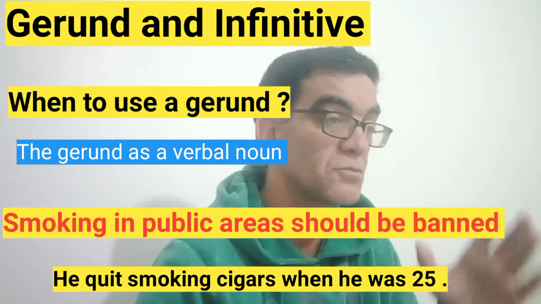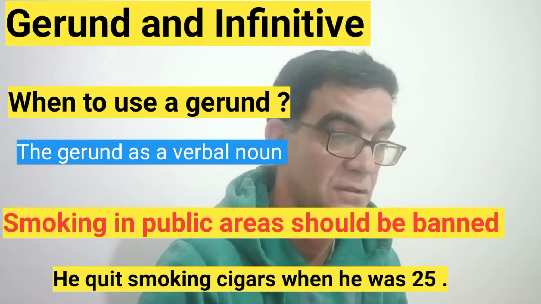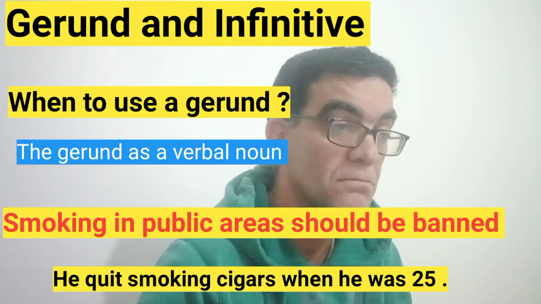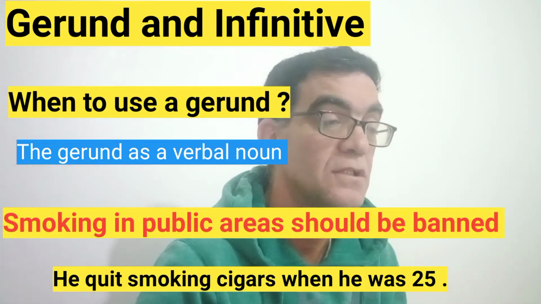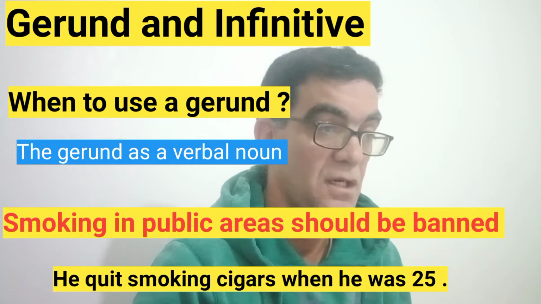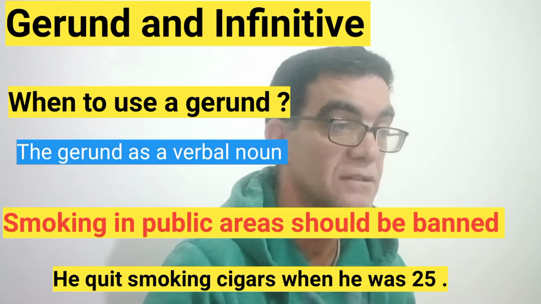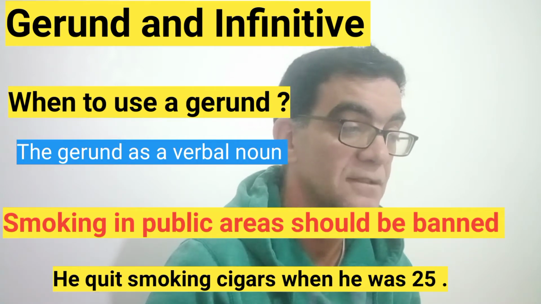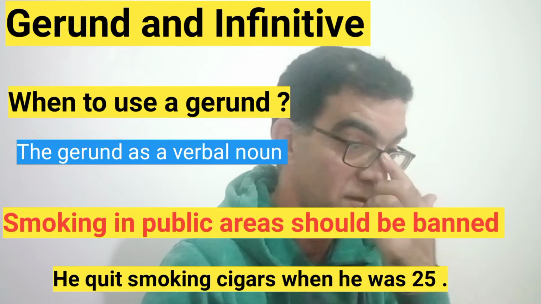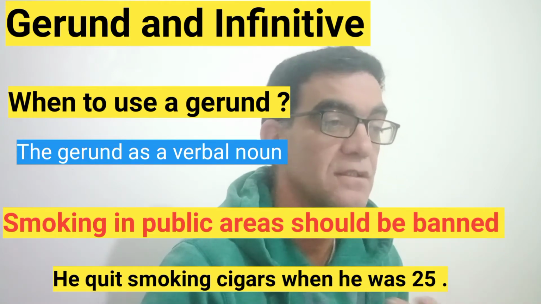Smoking here, as a verb, takes the form of a noun. It is a verb, but it takes the role or the form of a noun. Smoking, with -ing at the end, is a gerund. Smoking in public areas should be banned. This should not be confusing.